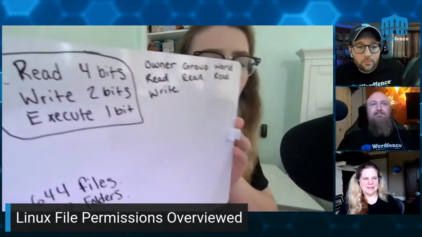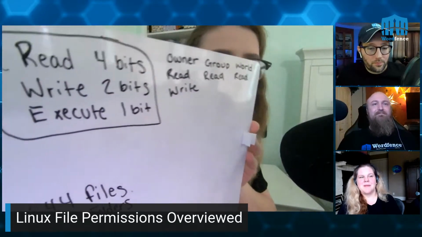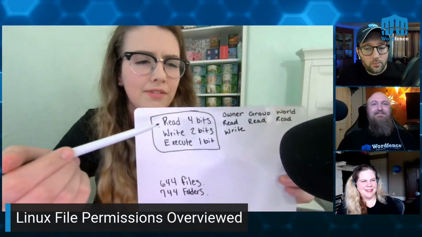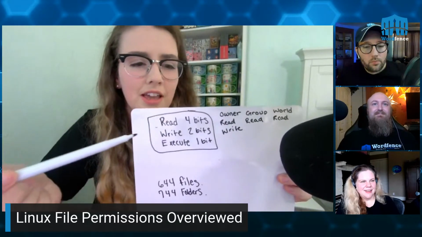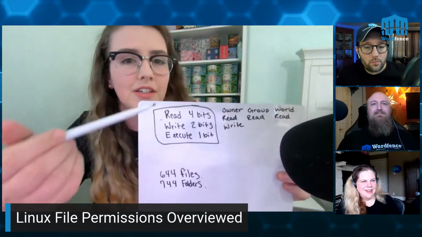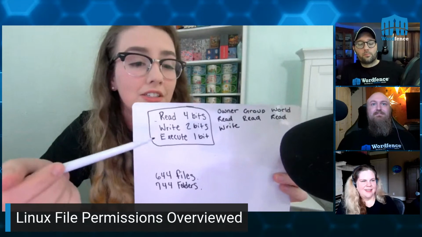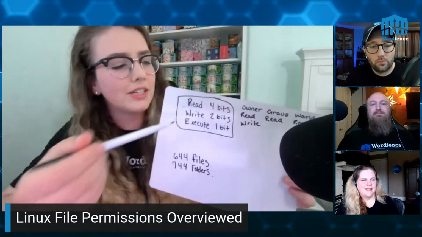So at read you have 4 bits, at write you have 2 bits, and at execute you have 1, right? That's correct. Okay, so basically when you're assigning these file permissions, you're adding each of these together. If you want someone to read and write, it's going to be 6. If you want someone to read, write, and execute, it's going to be 7. If you want someone to read and execute, it's going to be 5. And that's kind of how that works.